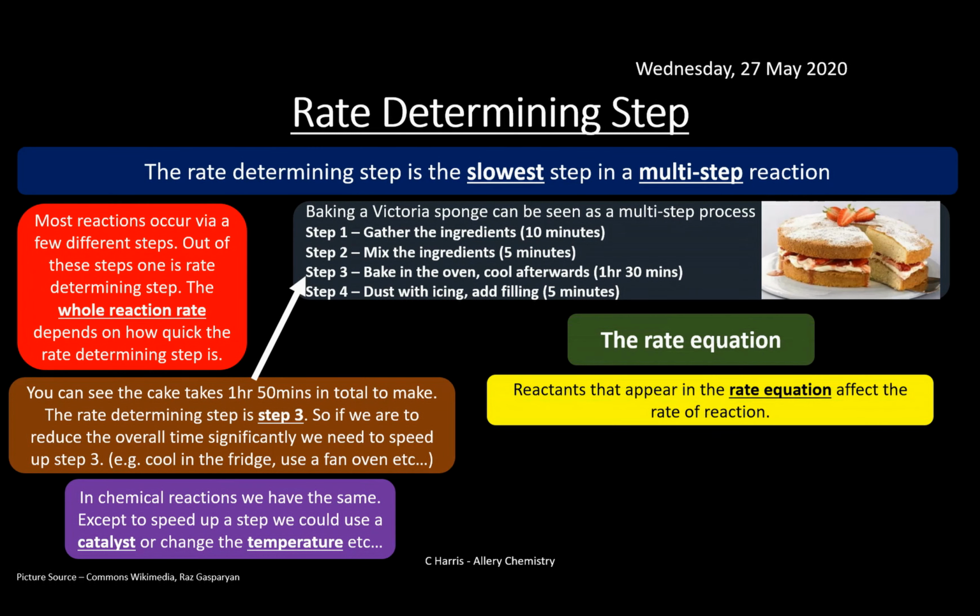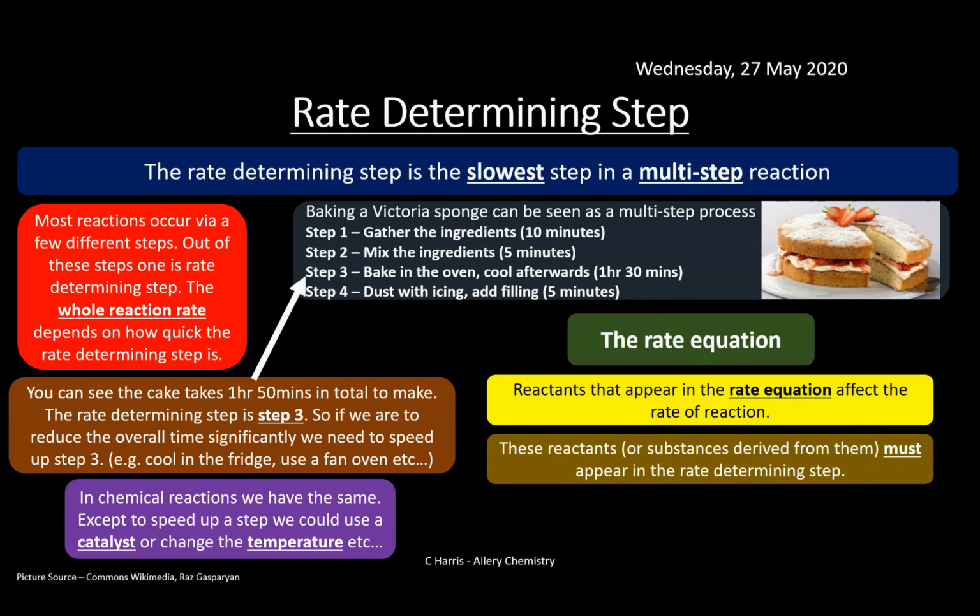So the rate equation, very, very important here. Reactants that appear in the rate equation affect the rate of reaction. Okay, so these reactants, or substances derived from them, so if they're made from something else, must appear in the rate determinant step. You must remember that, because the examples I'm going to go through in the next couple of slides are going to be using that principle.